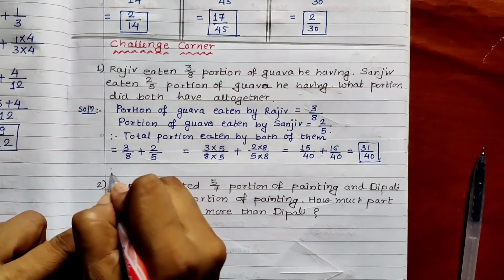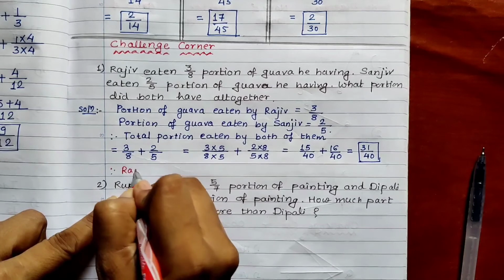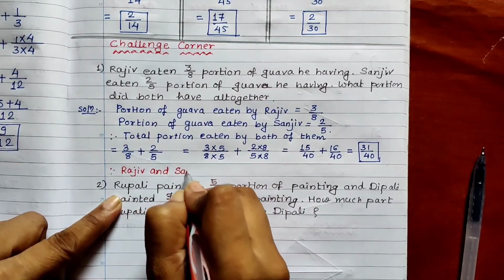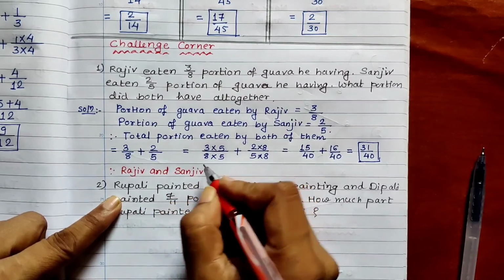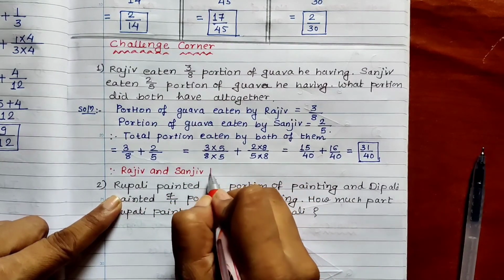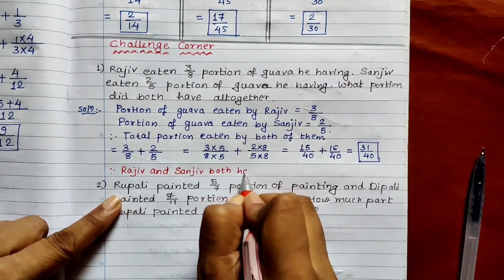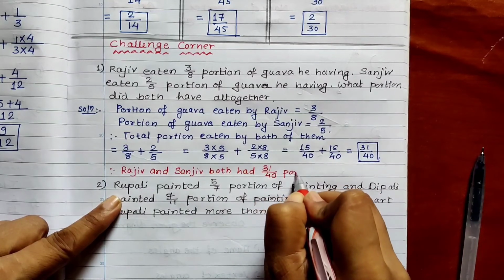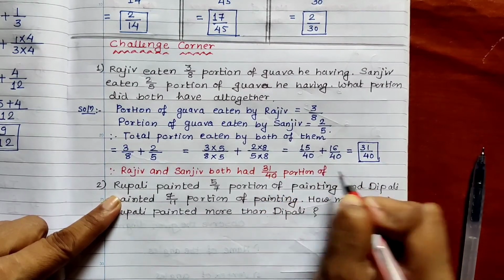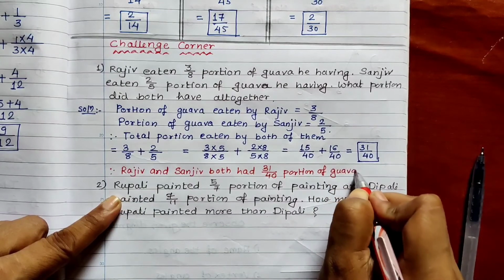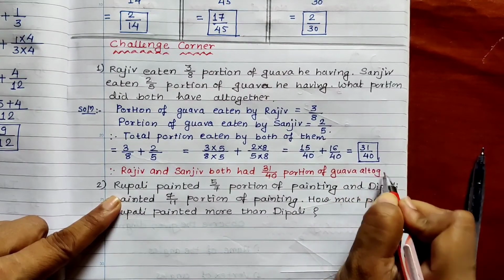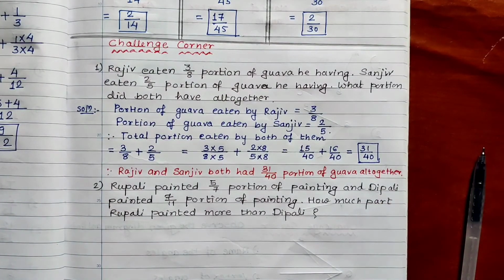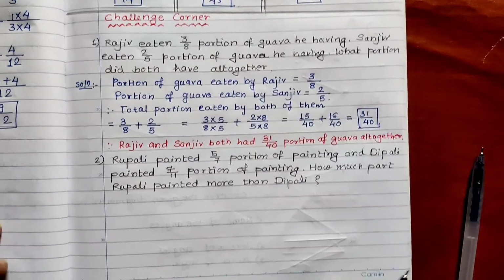Therefore, Rajiv and Sanjeev both had 31/40 portion of guava all together. In this way we have to write the answer statement. Now let us go to the last sum.